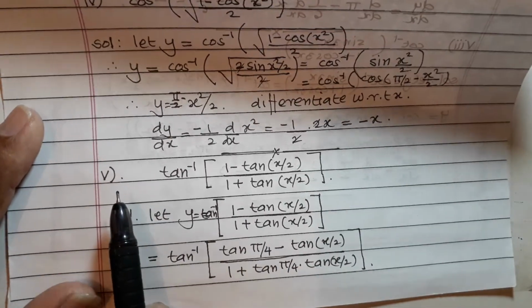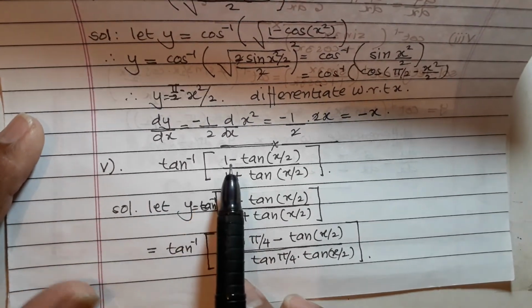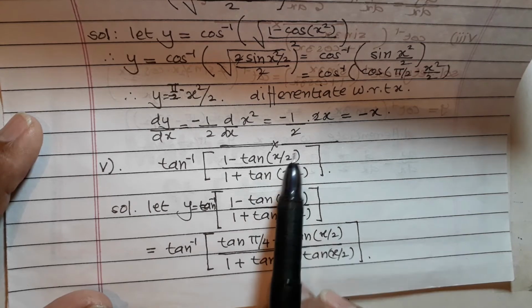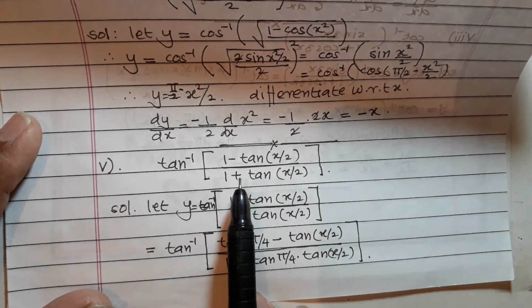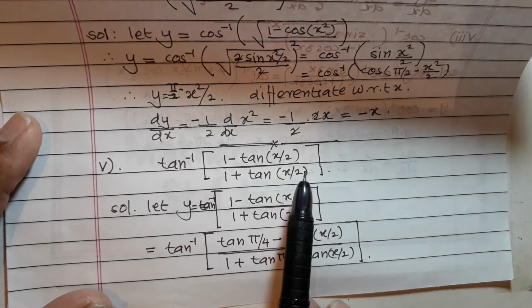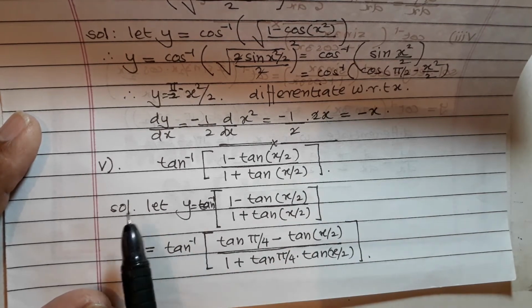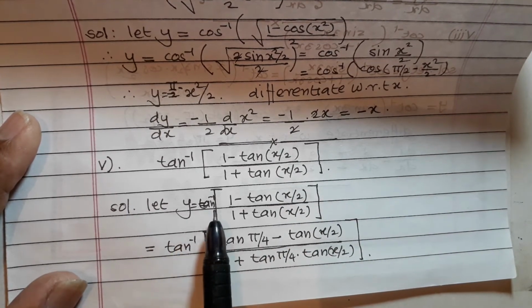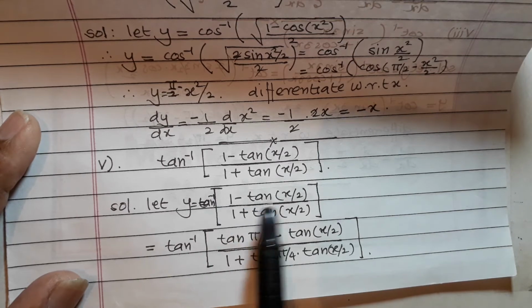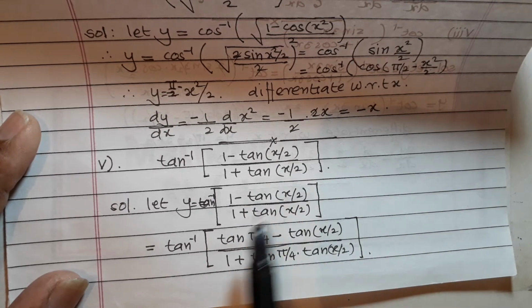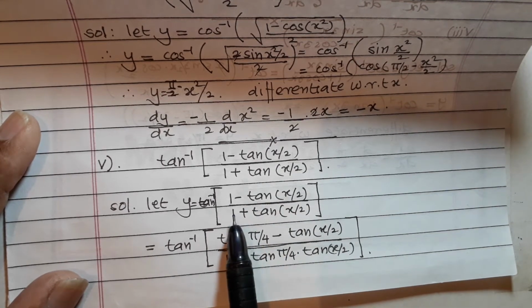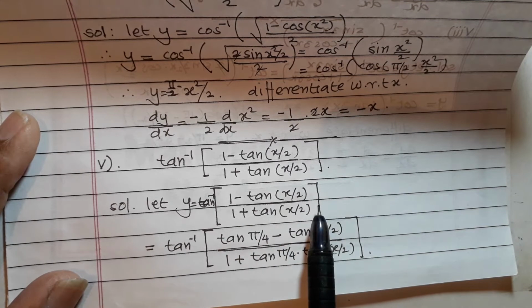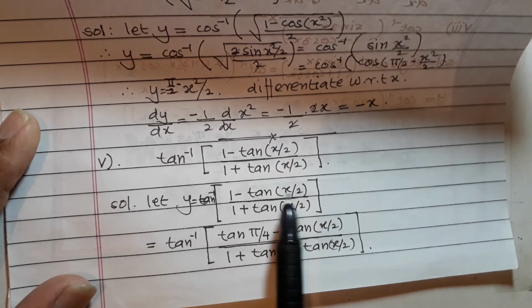Question number 5. Tan inverse 1 minus tan x upon 2 upon 1 plus tan x upon 2. So solution, let y is equal to tan inverse 1 minus tan x upon 2 upon 1 plus tan x upon 2. So this you simplify.